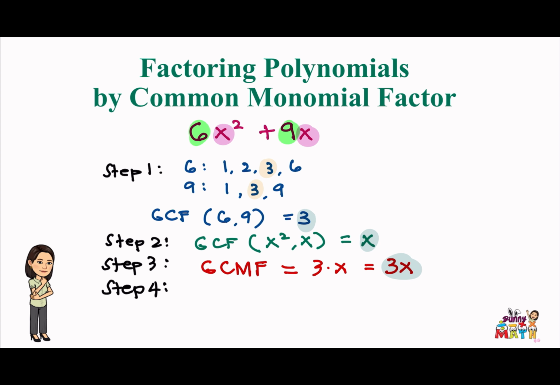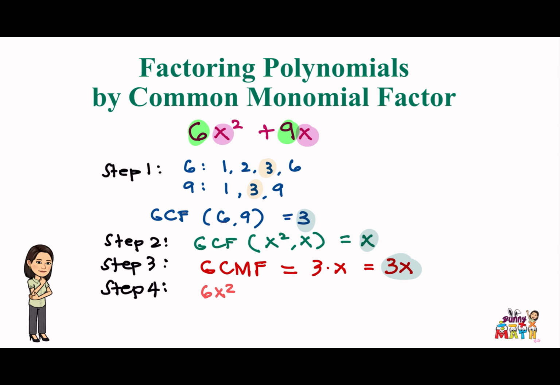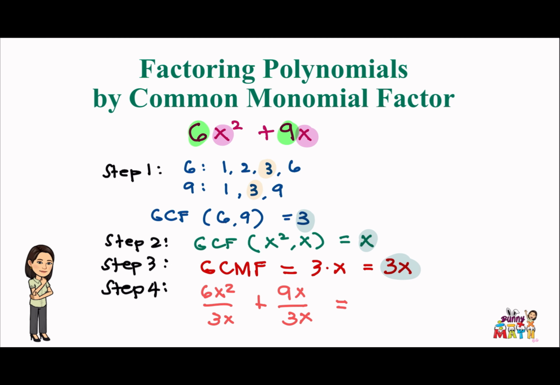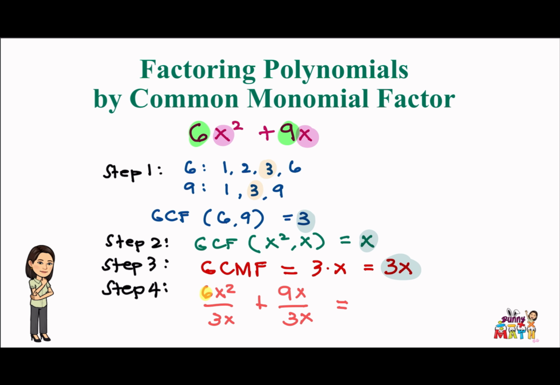Sa kaso natin, 6x squared plus 9x ay magiging 6x squared divided by 3x plus 9x divided by 3x. And to do that, we'll have to divide the numerical coefficients first, followed by the variables. On our first term, 6 divided by 3 is equal to 2.